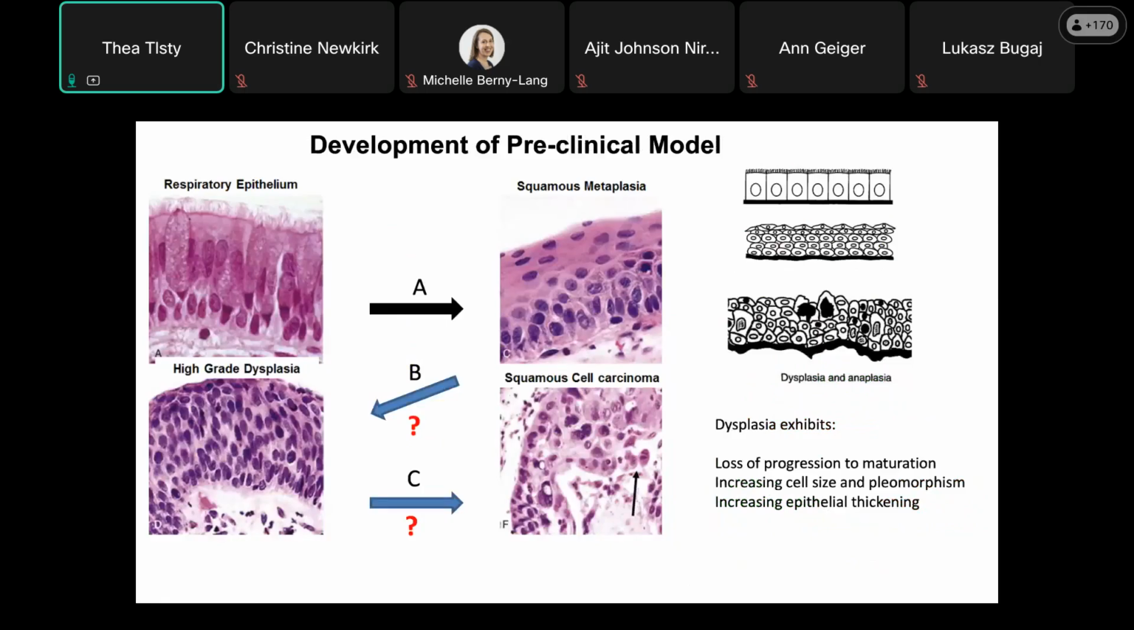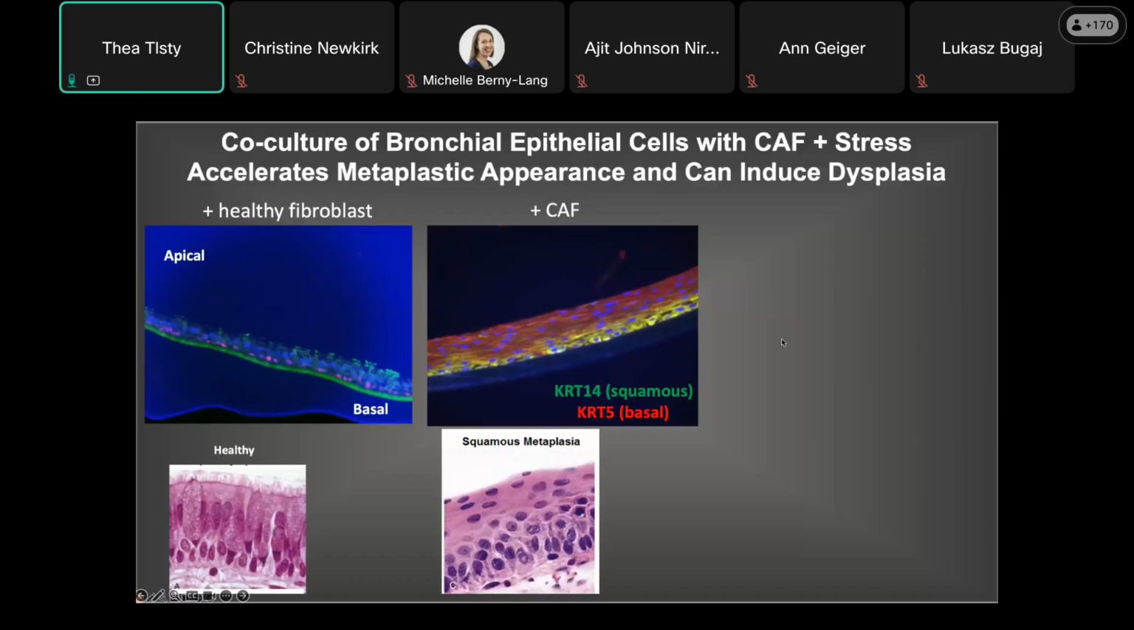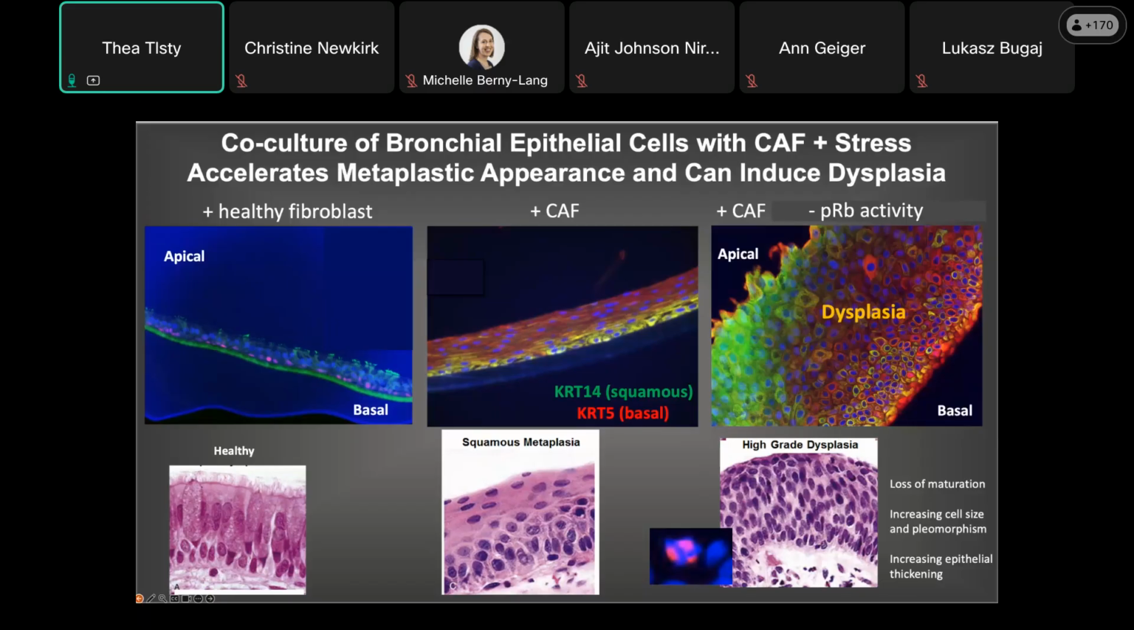Can we get it to go further beyond metaplasia to dysplasia? Here is the co-culture of the normal bronchial epithelial cells with the normal fibroblasts. Here is the normal epithelial cells with CAFs. You can see the robust squamous metaplasia. And the next slide, you're going to see it's at the same magnification, added stress, and this fulfills all of the conditions that a pathologist would use to diagnose dysplasia.